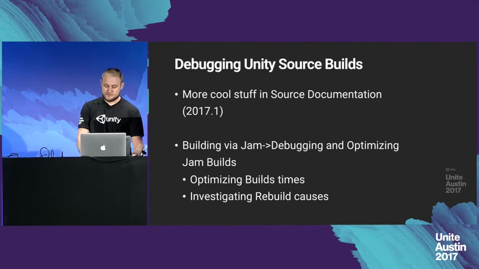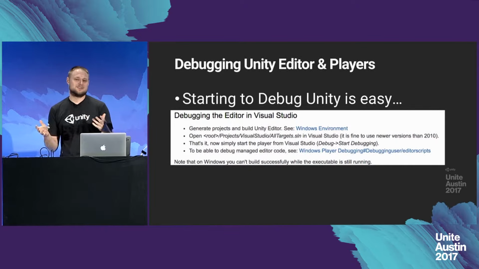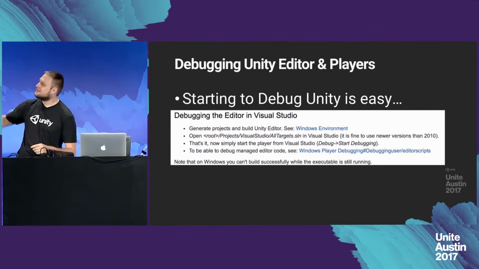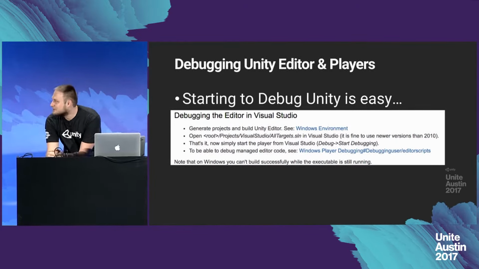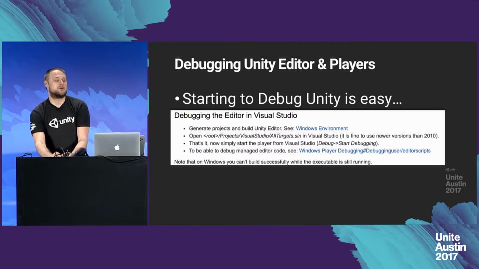OK, so let's move on to debugging Unity editors and players. Debugging Unity is really easy. As you can see, this is a screenshot of our documentation here. It's essentially 4 bullet points. You build Unity, you open up a solution, you go Debug, Start Debugging in Visual Studio. You're done. There you go. You're debugging.